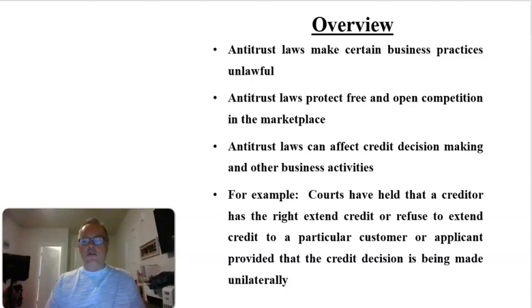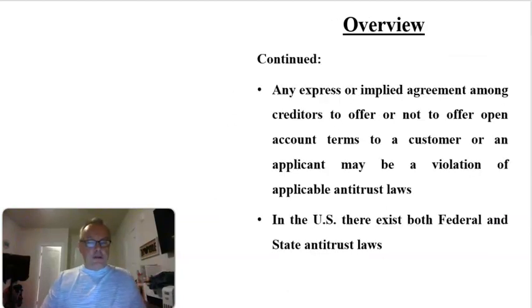For example, the courts have held that a creditor has the right to extend credit or to refuse to extend credit to customers or applicants, provided, however, that the credit decision is being made unilaterally and not in consultation with other creditors and in particular with competitors of that creditor company. Federal law is pretty clear. Any express or implied agreement among creditors to offer or not to offer open account terms to a customer or an applicant may in fact be a violation of the applicable antitrust laws.